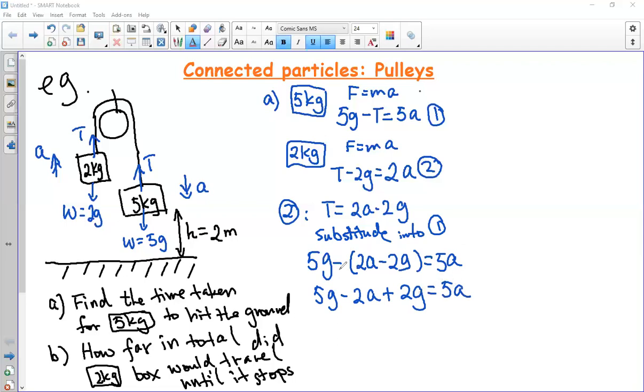Have we done everything right? Let me just check. I think I've done everything right. So now we can rearrange to get 7g equals 7a. So that means a equals g.